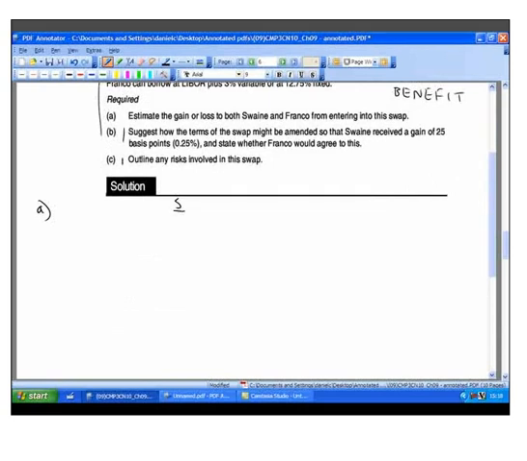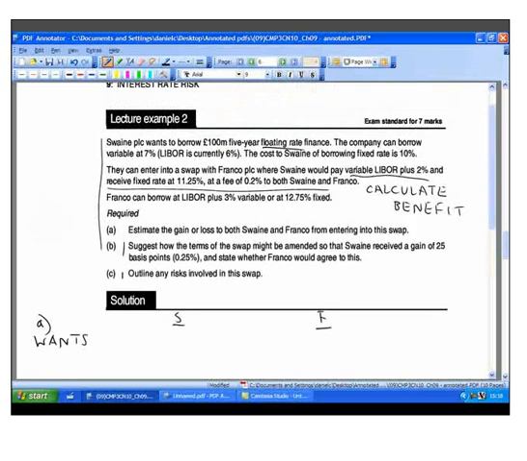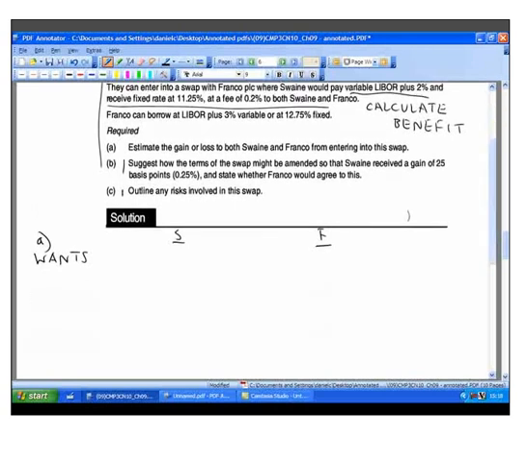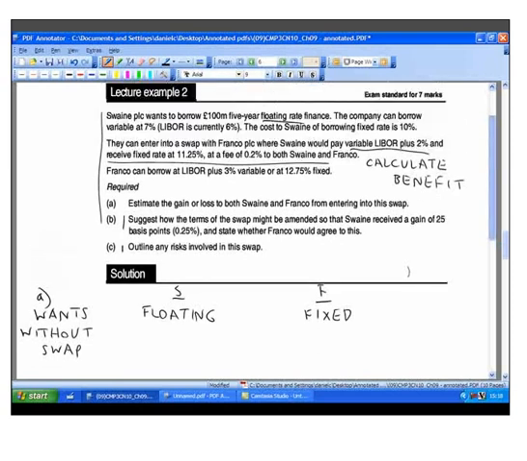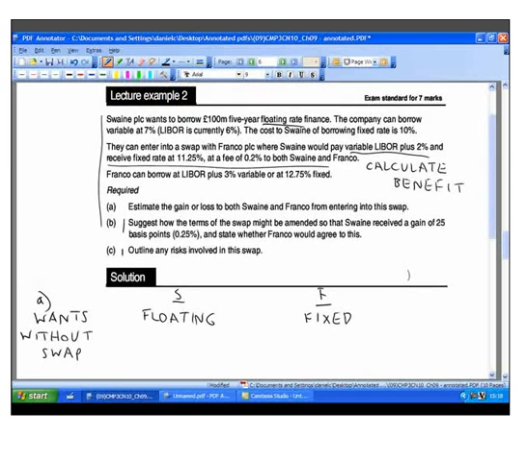Now, without the swap, Swain can simply go to their bank and they can borrow floating rate at 7%. LIBOR is currently 6%, so they're borrowing at LIBOR plus 1%. Franco can go to their bank, they can borrow at 12.75%. Okay, so that's if they just go to their banks and pay the interest on the loan that they're looking for. Now with the swap, they're going to be a bit better off.